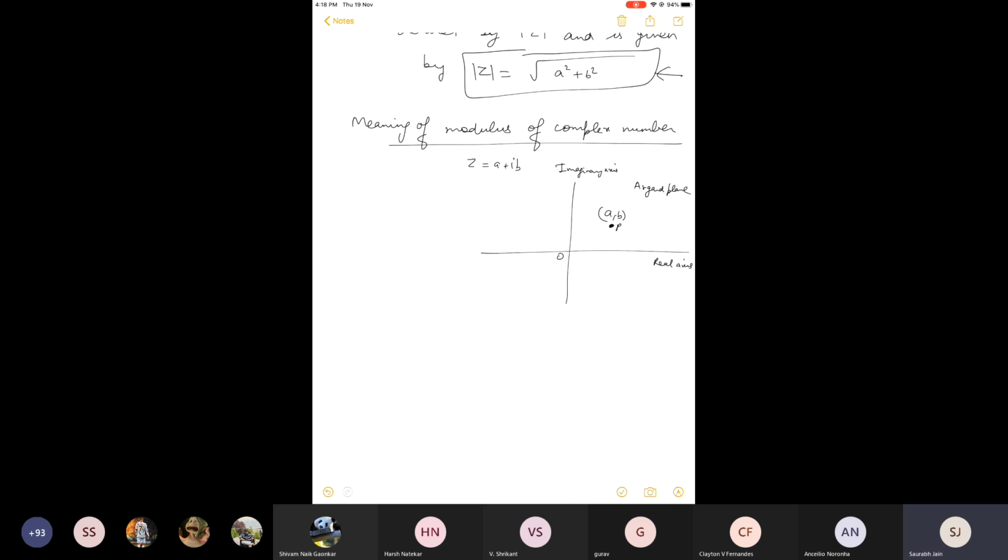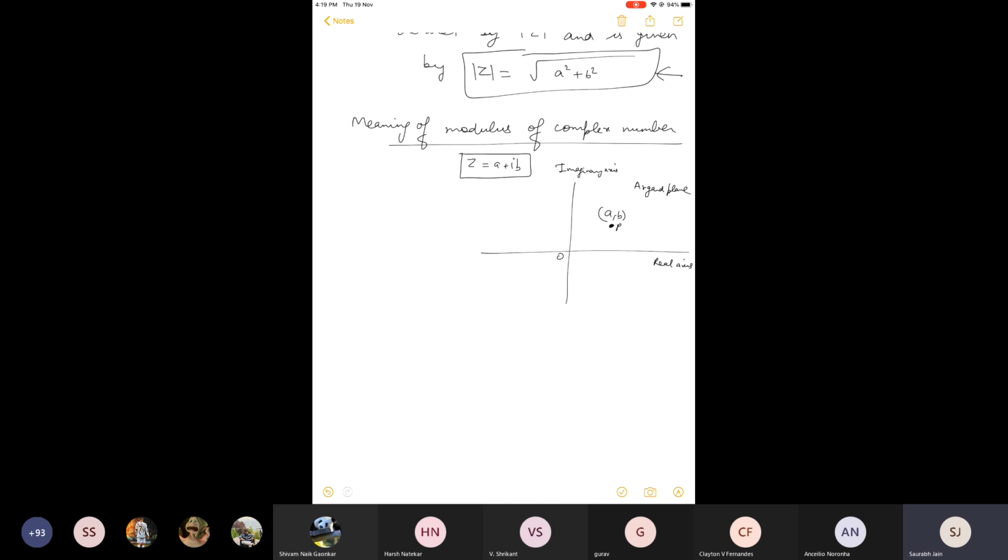All right, let's come back to the topic. The complex number is a plus iota b. What does it represent? It represents a point written in the order a comma b: real part first, then imaginary part. Like 2 comma 3, which will be in the first quadrant. 2 is the real part, 3 is the imaginary part. So the complex number is 2 plus 3 iota.